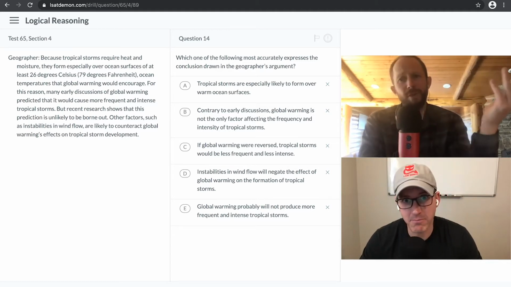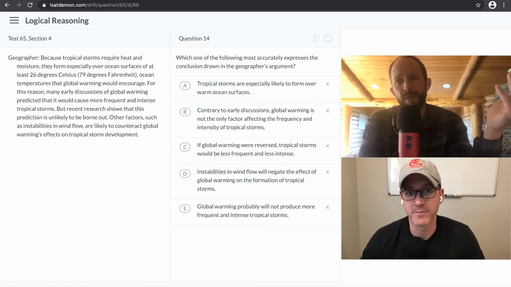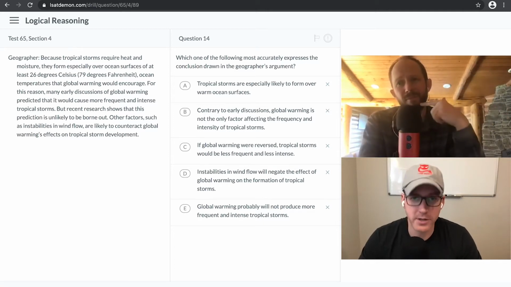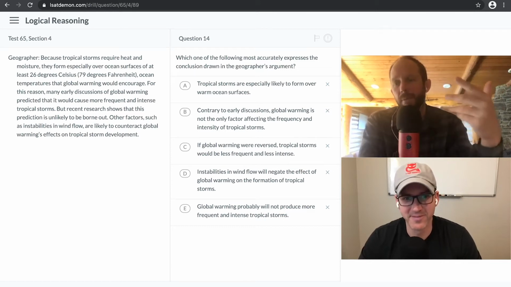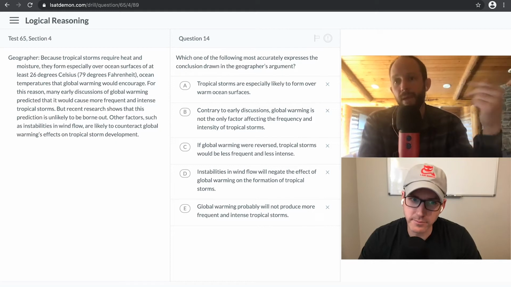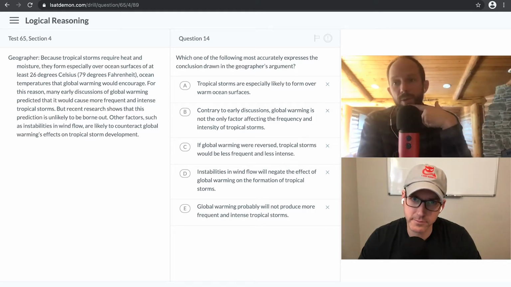It certainly doesn't seem like global warming is going to reduce the incidence of tropical storms. That would be seems strange. It seems quite a bit more likely that, by making these necessary conditions true, you're going to have tropical storms.